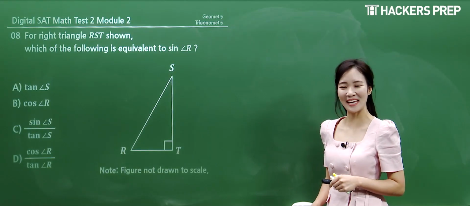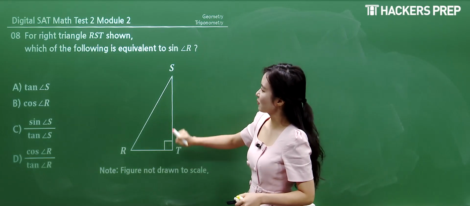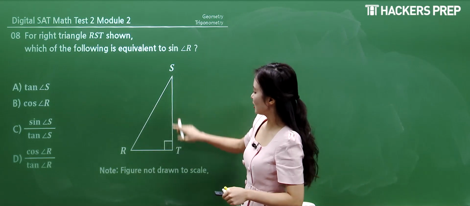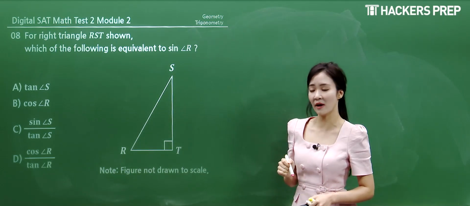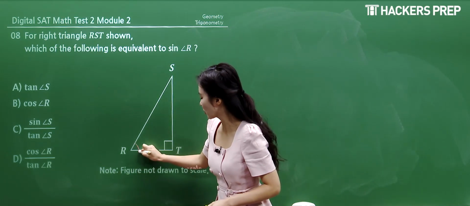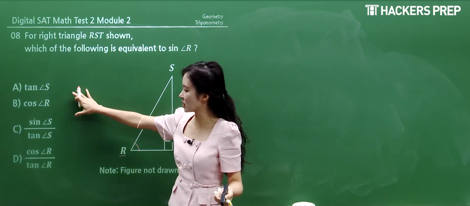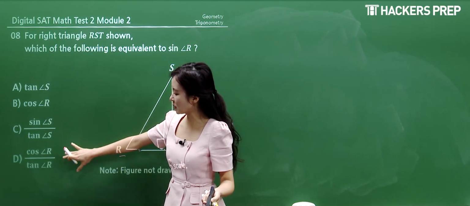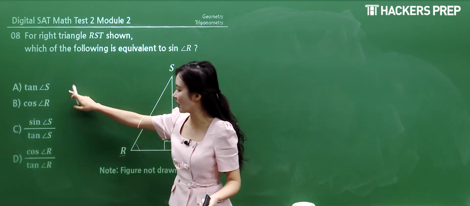Moving on to question 8. It's a geometry question with a right triangle. It says for a right triangle R S T shown with the right angle at T, which of the following is equivalent to sine of angle R? Which is going to be here, so sine of angle R. But now if you take a look at the answer options, it seems like they're also going to be dealing with trig of not just angle R, but also of angle S.